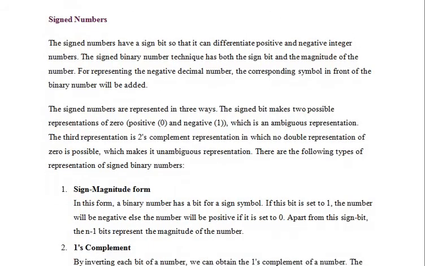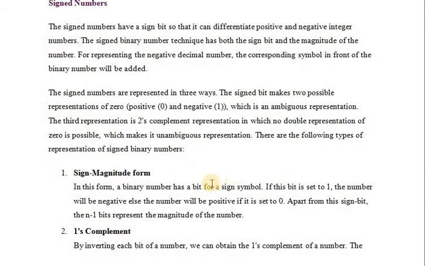We will see the signed magnitude form. In this form, a binary number has a sign bit. If the bit is set to 1, the number will be a negative number, else the number will be positive if it is set to 0. That is what I have explained here.